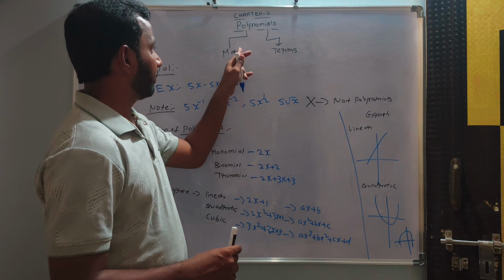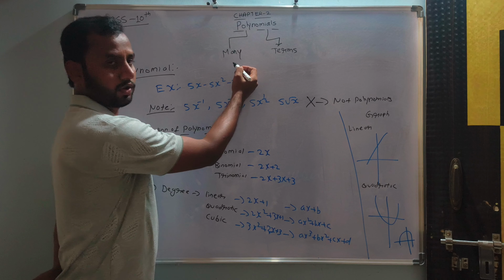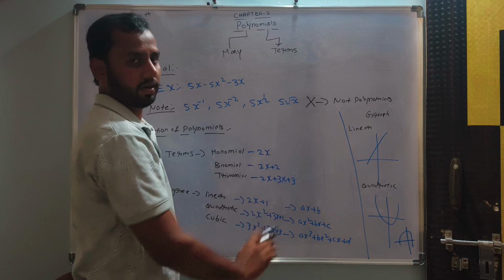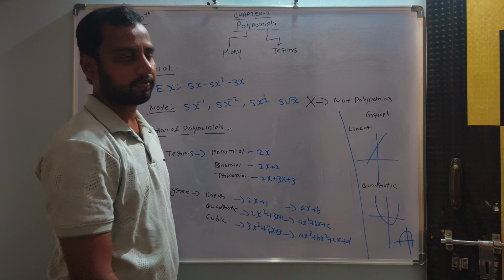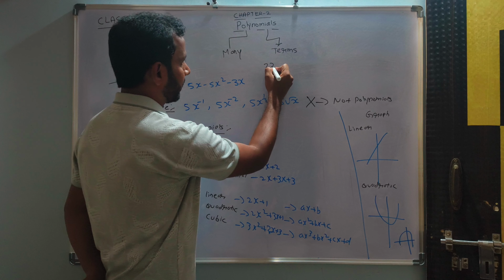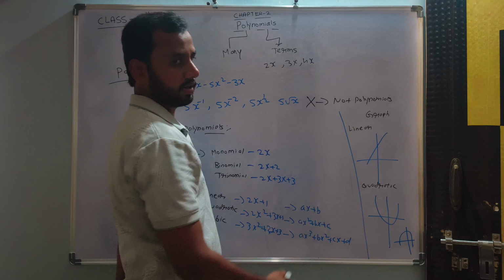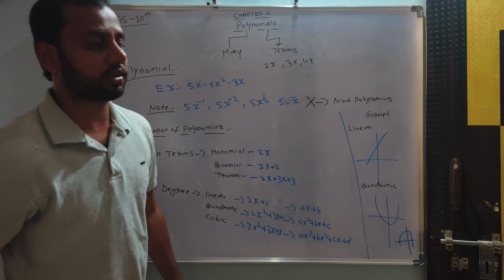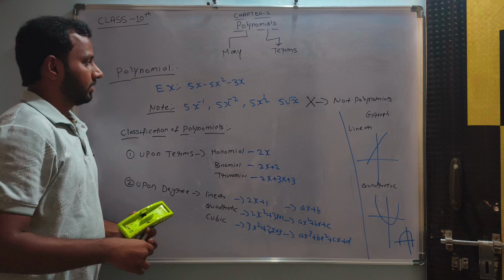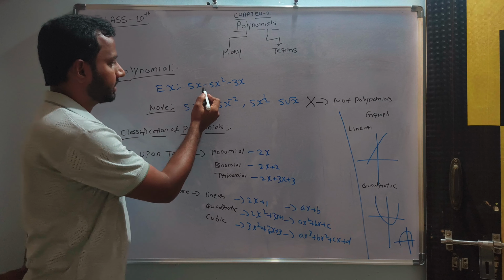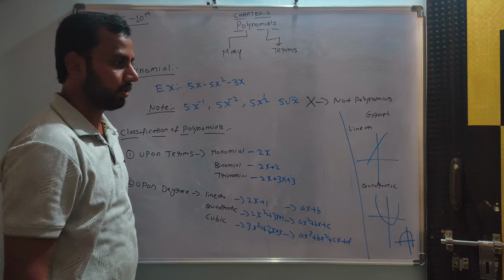Here, polynomials. What do you mean by polynomials first? Polynomials means here poly stands for many, nomial stands for terms. I can say that a polynomial is a combination of many terms. For example, 2x is one term, 3x is one term, 4x is one term. Then a combination of many terms is also called a polynomial. Now, polynomial example: 5x minus 5x square minus 3x. This is an example for the polynomials.